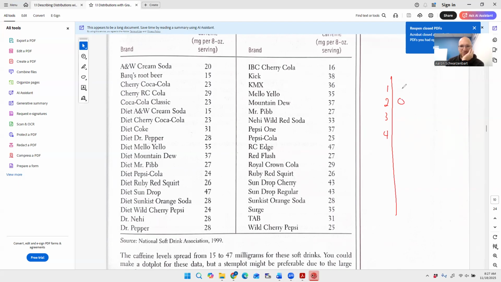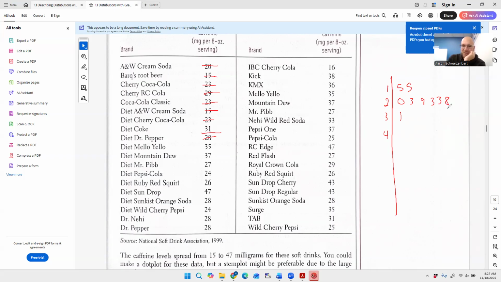So this means 20, 15, 23. So I'm going down, I'm taking this value, then 15, 23, 29, 23, 15. Now I've got another 23, so I put another 3 in the 2 row. 31, 28. Does that make sense how I'm doing this?